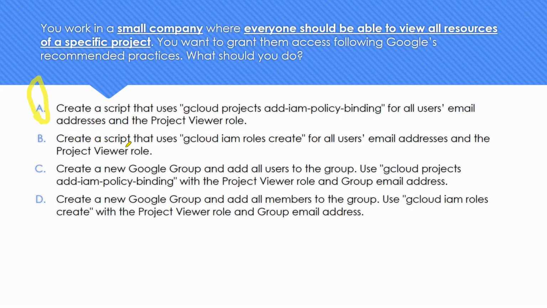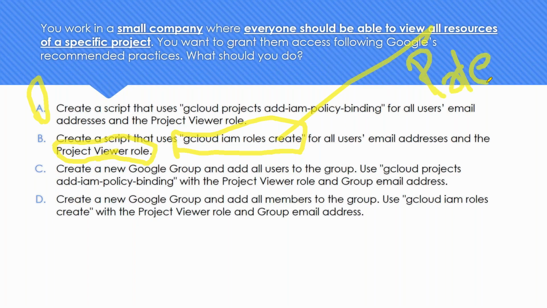Next, create a script that uses gcloud IAM roles create for all the users, email address, and give. Why do you need two things here? This command is going to create an IAM role. And why do you want to again assign it to another role? What role you need is view access to all resources. Viewer role is good enough. This command is going to basically create a role, not a binding. What we want is a binding. Because it's going to create a role, it is of no use for us.